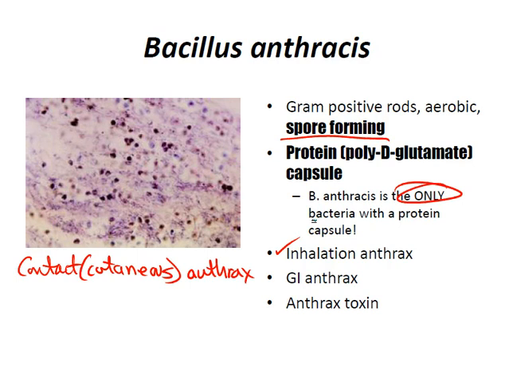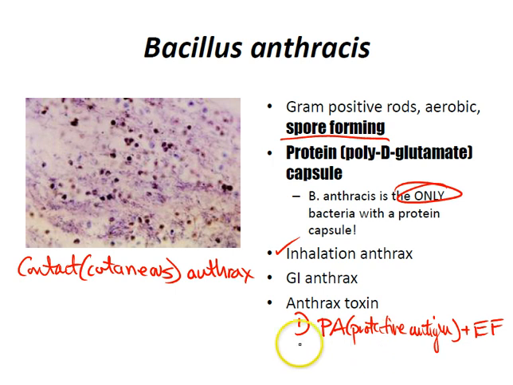Now the anthrax toxin is a protein exotoxin that may consist of either one of two dimers. Number one, PA, which is the protective antigen, plus edema factor. Or, number two, protective antigen plus lethal factor. Okay, it's the lethal factor that kills you.